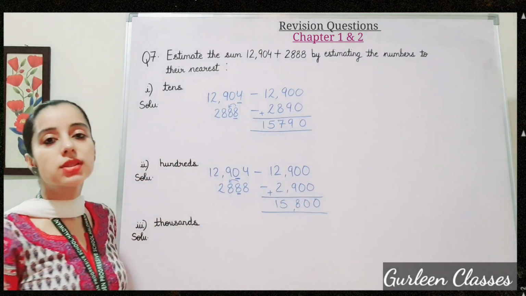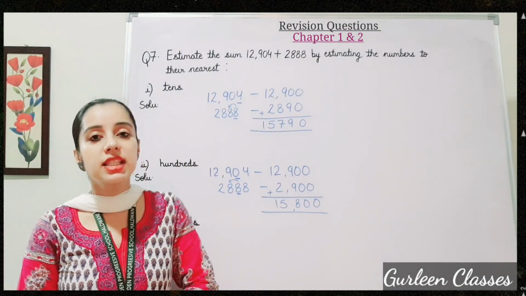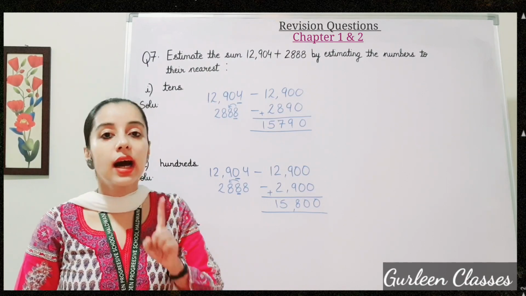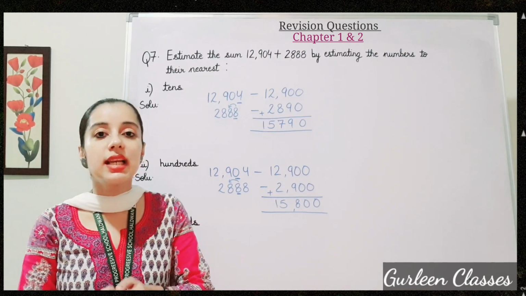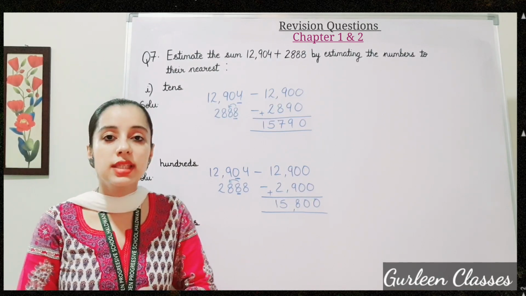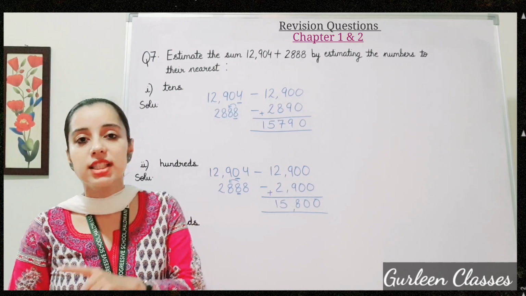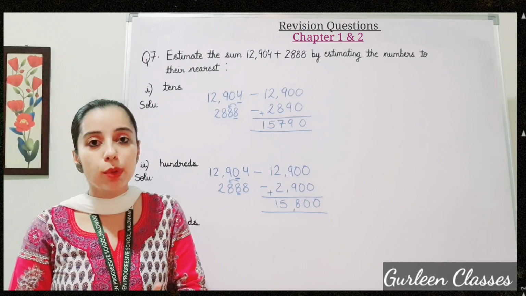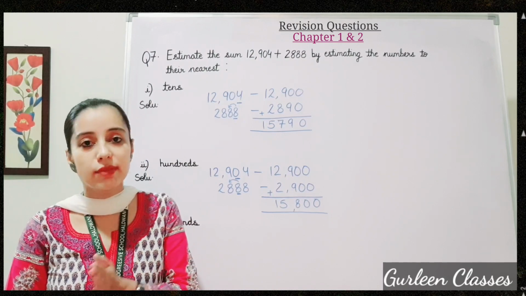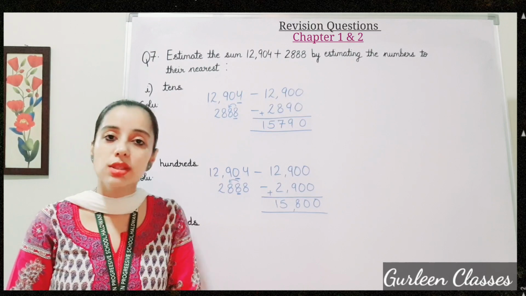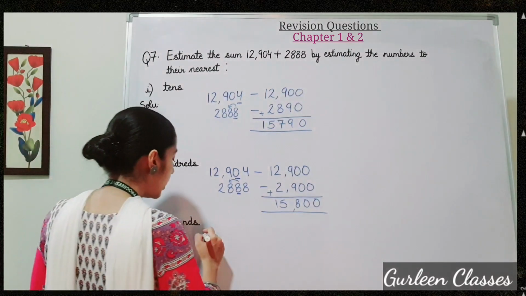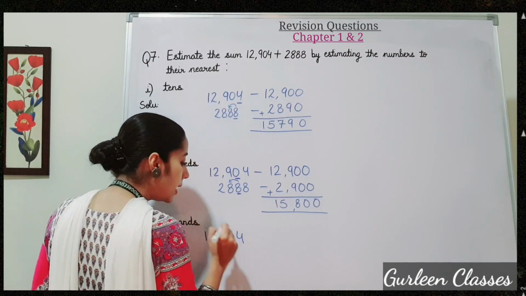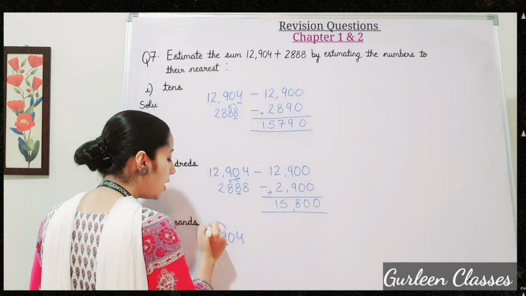The answer is 15,800. Third part, estimation to the nearest thousands. For the nearest thousands, we see the digit at the hundreds place. If the digit is less than 5, we simply put 0, 0, 0 at the hundreds, tens and ones places. If it is more than 5 at the hundreds place, we put 0, 0, 0 at the hundreds, tens and ones places and plus 1 at the thousands place. So let us solve here. 12,904. The hundreds place is 9, so plus 1 at the thousands place.